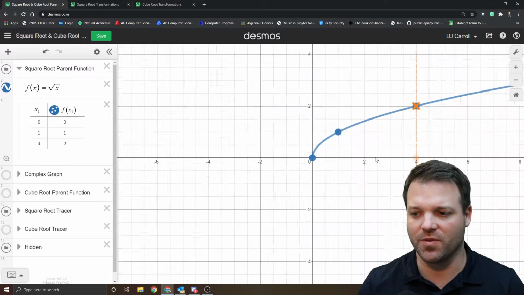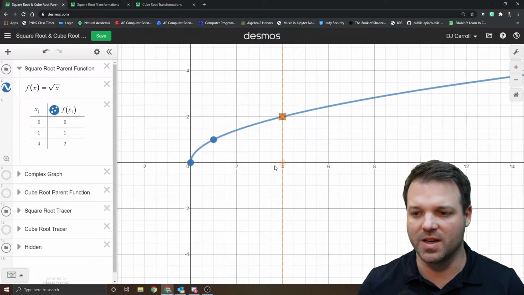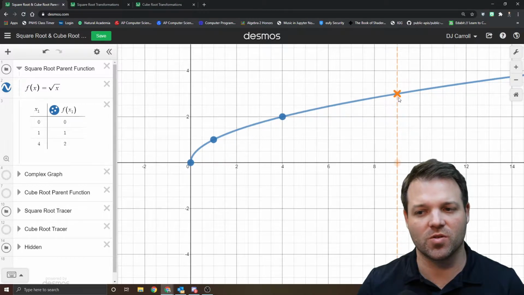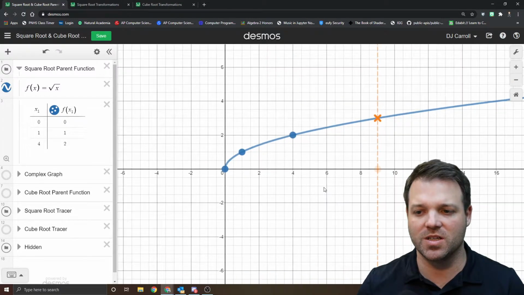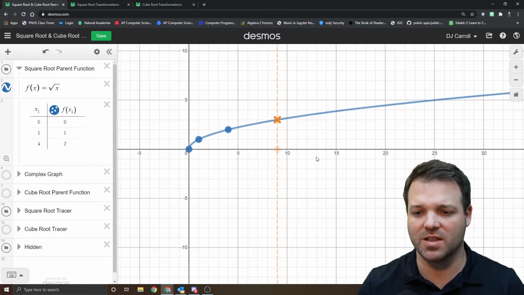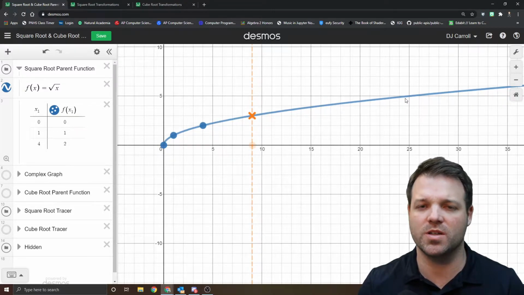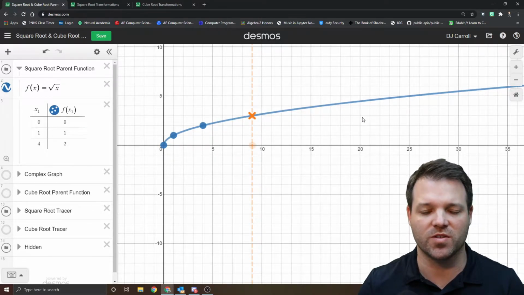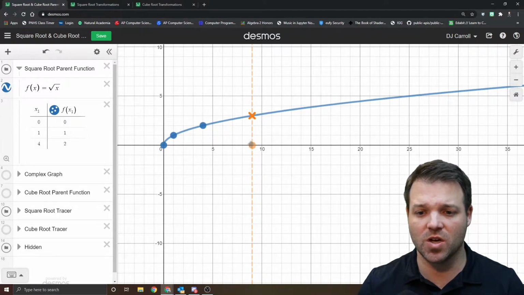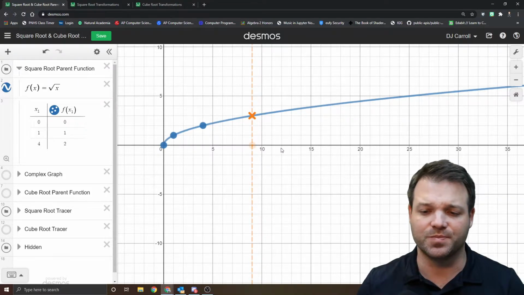For example, if I scroll out, 9 would be the next likely number here because it gives you a nice whole number. The square root of 9 is 3. And actually, if I really zoom out here, you can see that the nature of the square root function is it continuously increases, but at a slower and slower rate as we move off to the right. However, there is no horizontal asymptote, so it does continue to go up and up and up as we move along the x-axis, but just at a slower and slower rate.